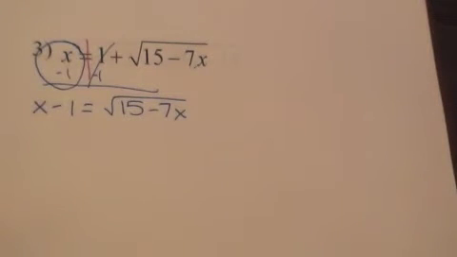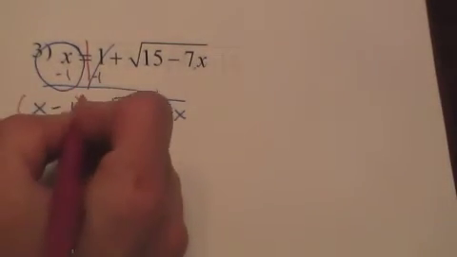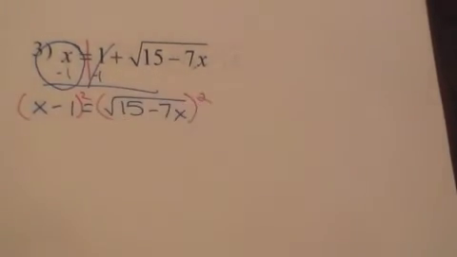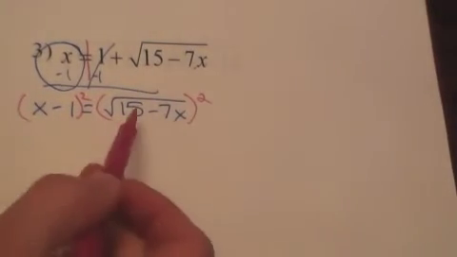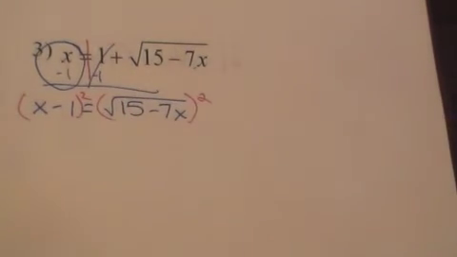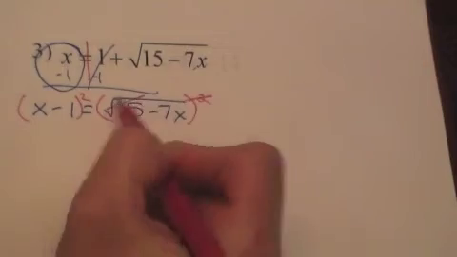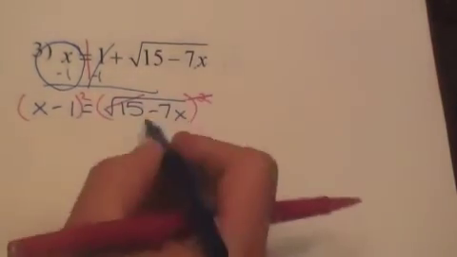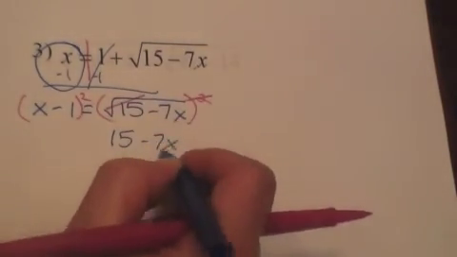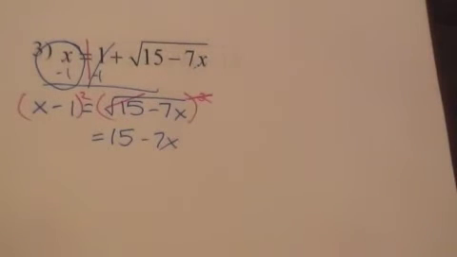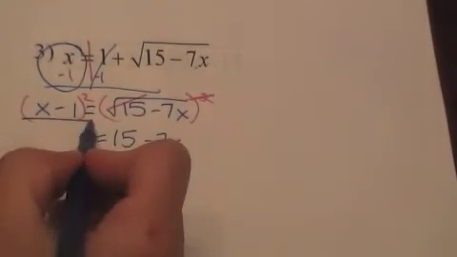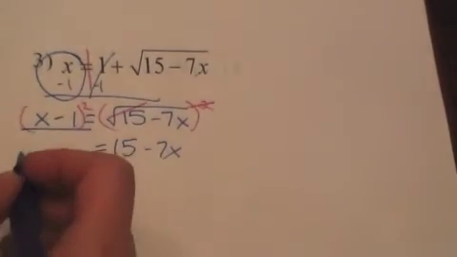So now the radical is all by itself. So now this problem just got fun. Square both sides. I know some of you don't like the radical on this side. If you feel the need, you can flip it to the other side, but it doesn't make much of a difference. This cancels this out, so you're just left with 15 minus 7x. But this side, this is where all the fun happens. X minus 1 squared.